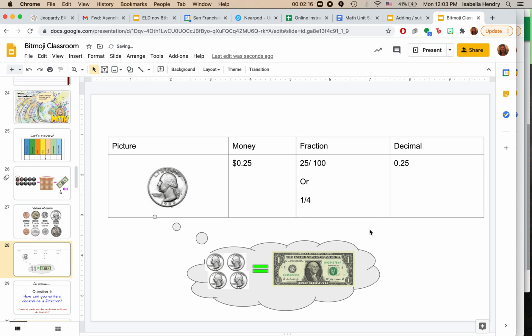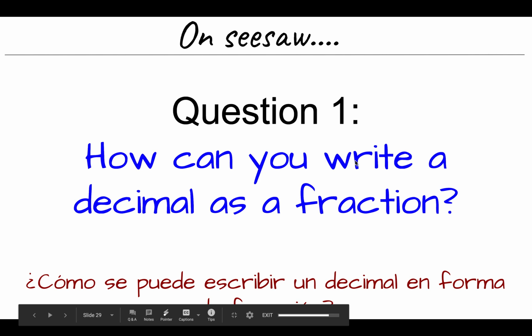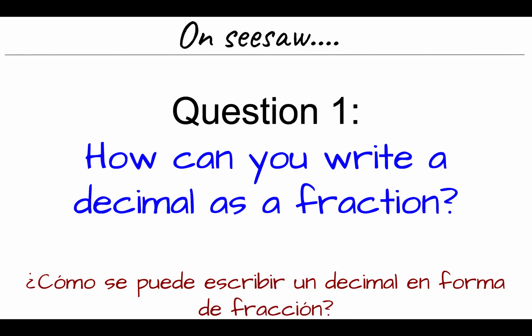So that's all we're going to do today: practice matching up the fraction, the decimal, and the money. Pretty straightforward, I hope. So when you go on Seesaw, first you're going to answer a question. How can you write a decimal as a fraction? So for example, if I gave you 0.5, how would you write that as a fraction?